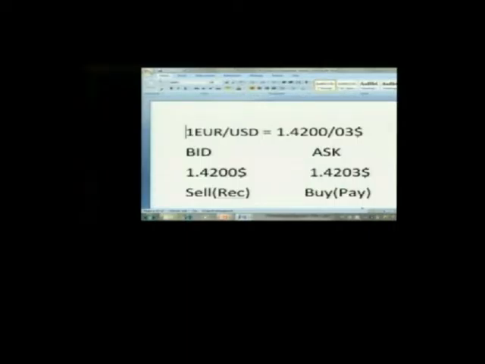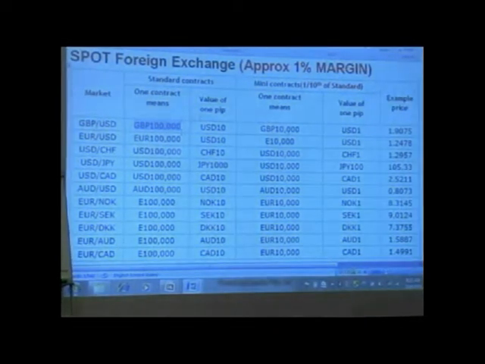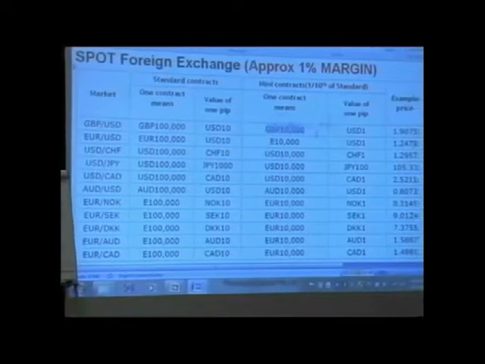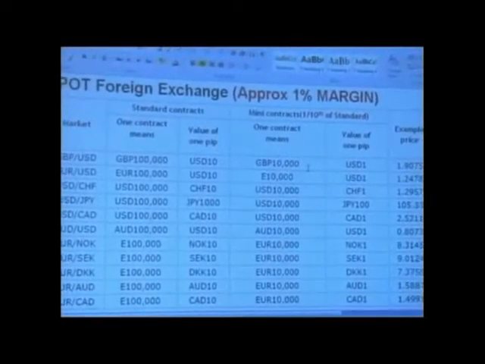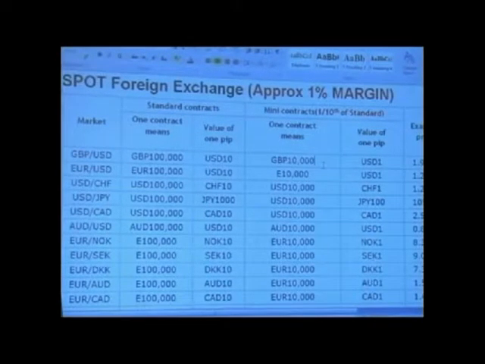So let's come back to the contract specs. Now over here, for pound US, the minimum size or the minimum quantity that you can buy is 100,000 pounds. And for mini contracts, the minimum is 10,000 pounds. Now, obviously, from Monday onwards, if I tell you, you need 100,000 for a standard and 10,000 for a mini, that's a lot of money, isn't it?